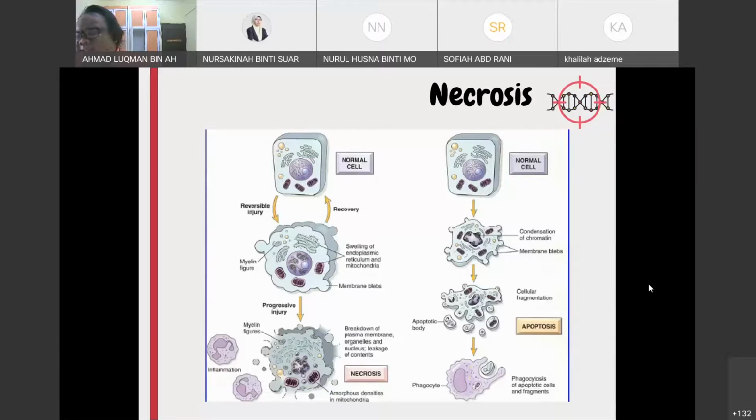People tend to get confused about necrosis and apoptosis, so I would like to highlight just 2 points differentiating them. Apoptosis is a programmed cell death, while necrosis is a premature cell death. And apoptosis occurs through shrinking of the cytoplasm, while necrosis occurs through swelling of the cytoplasm.